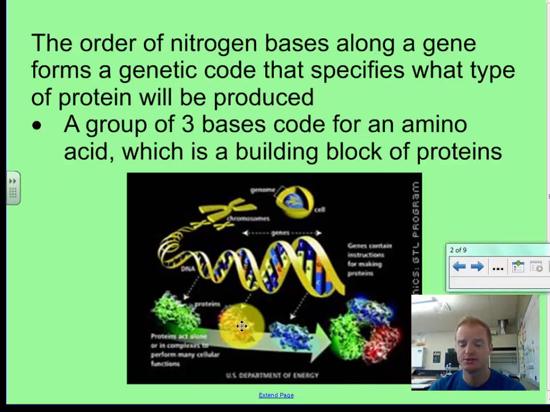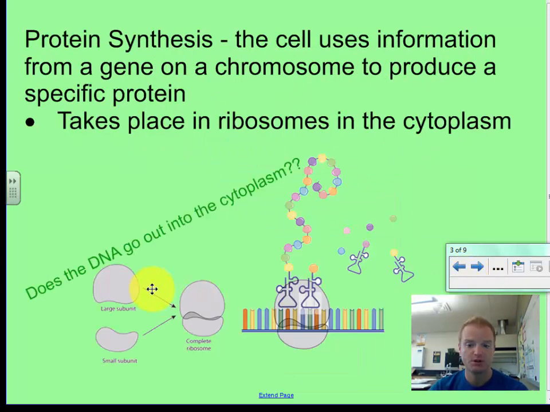This here on this page, you don't have to write down right now. The order of nitrogen bases along with the gene form a genetic code that specifies what type of protein will be produced. A group of 3 bases codes for an amino acid. It's called a codon, which is a building block of proteins. These combinations of 3 bases will tell what amino acid is going to be built.